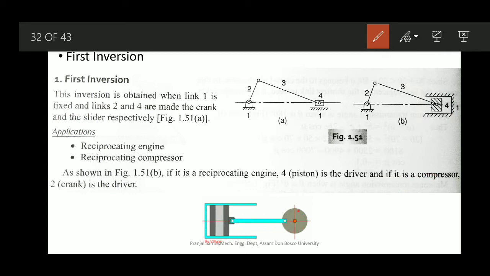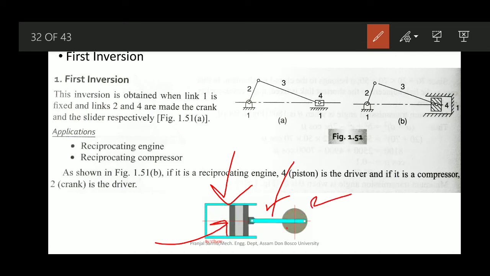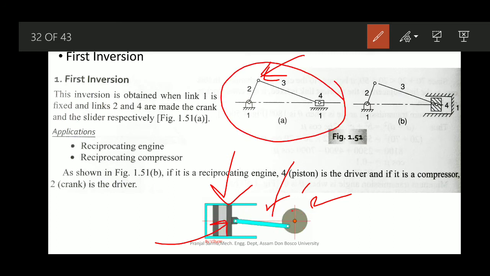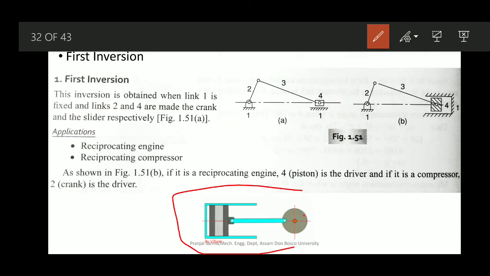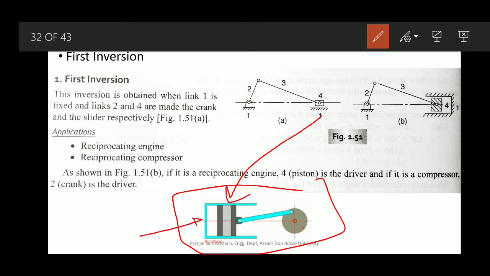This is the cylinder, this is the piston, and this blue part is the connecting rod. Here it shows the crank position; this white point is the crank pin position. As we have already discussed, this is just a configuration diagram of the slider crank mechanism, but in practice, in application, it may look like this. The cylinder acts like the guide because the piston is moving in this direction.